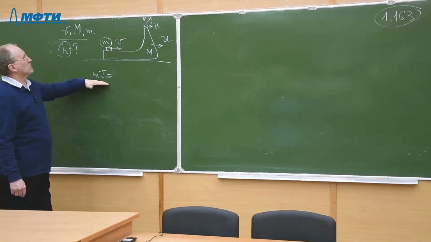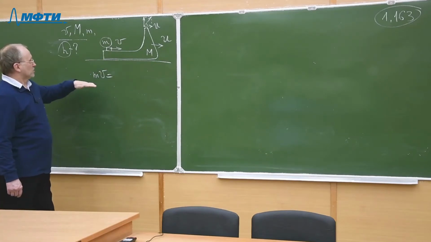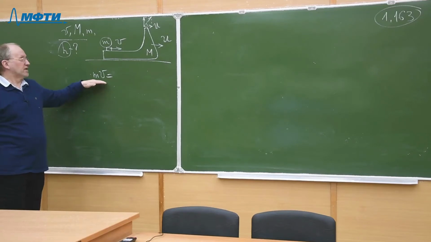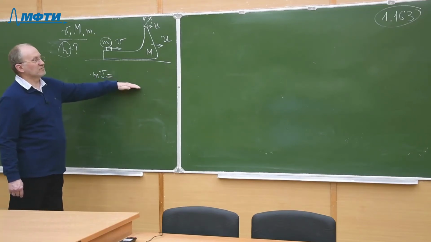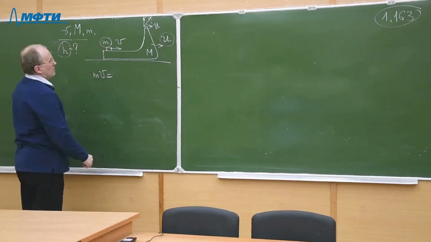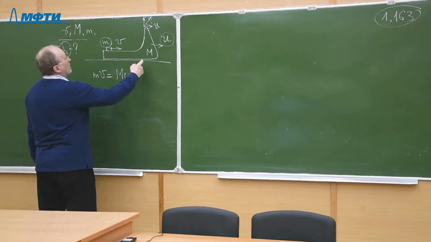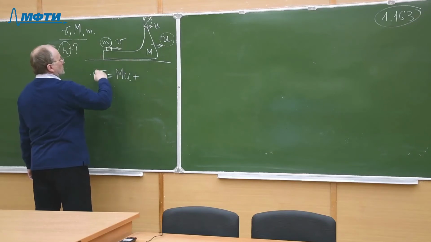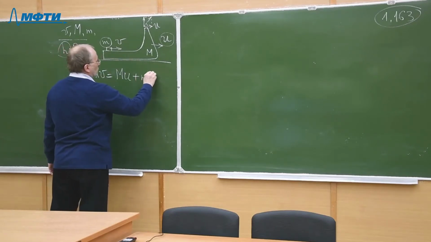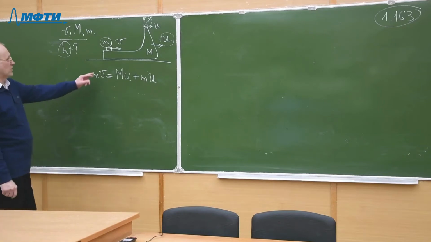So the initial momentum of the system of bodies was mv. And only internal forces act between these two bodies. So the law of conservation of momentum should apply here. Initial momentum must equal the final momentum. And final momentum will include the velocity of motion of the large body, that will be capital M u, plus the horizontal component of motion of the small body, small m u, the same horizontal component as for the large body.